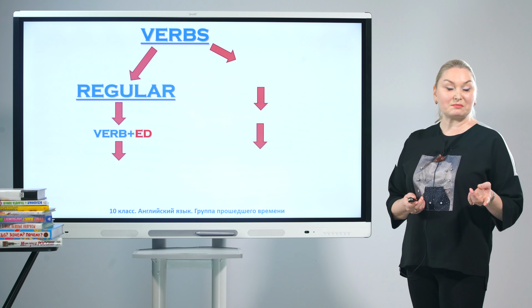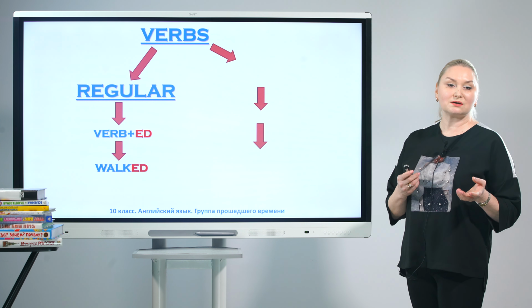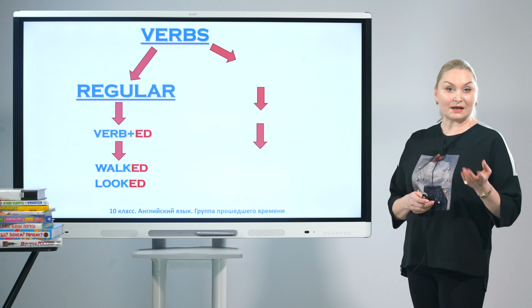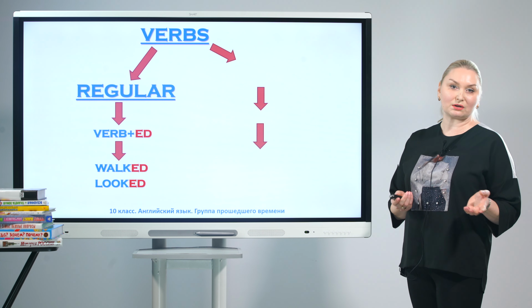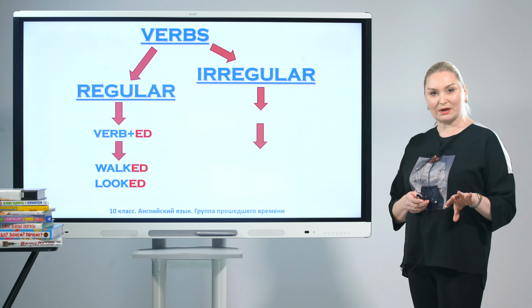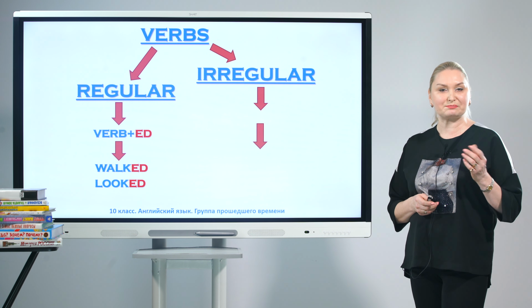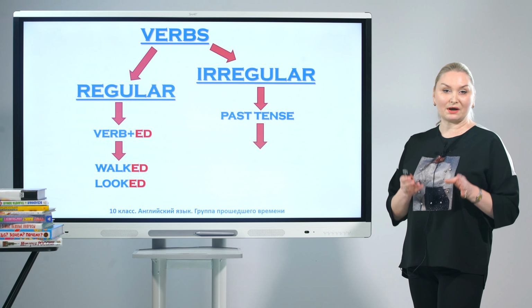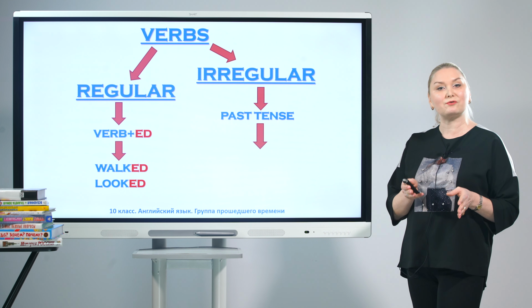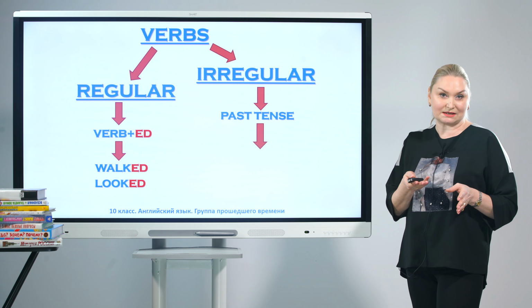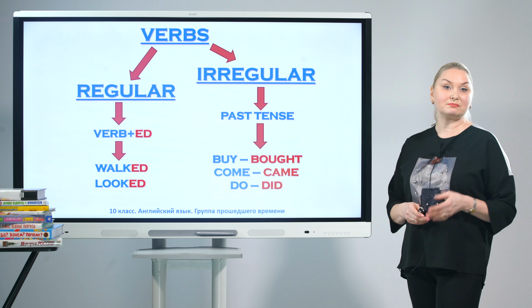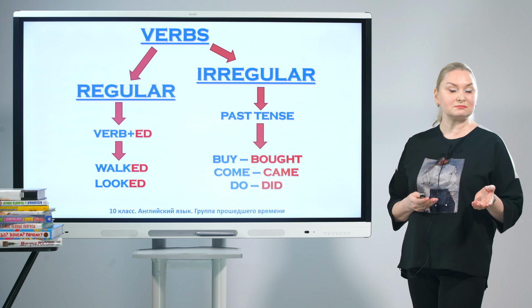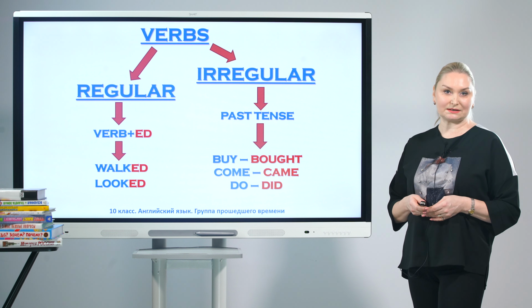So, an example. For example, walked or looked. The next verb is irregular. It is changed another way. So we have to use the special table of irregular verbs. And as you remember, we have to use just the second form of it. It is called past tense. And examples: buy, bought, come, came, do, did.